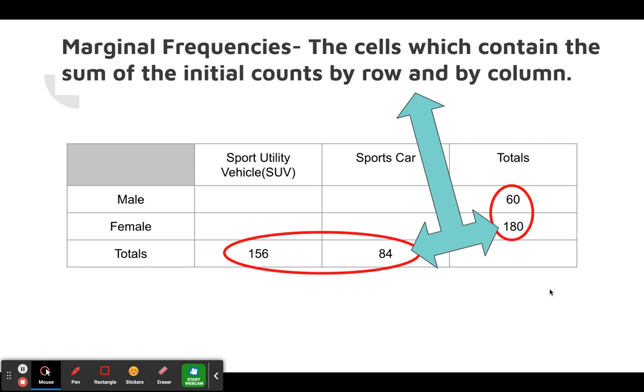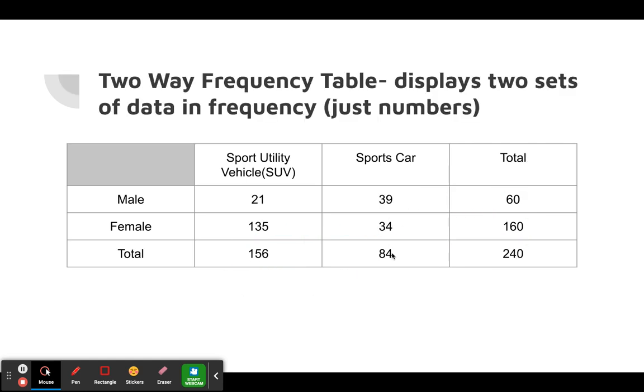Marginal frequencies are the cells which contain the sum of the initial counts by row and column. So it's the total males, the total females asked, the total people who like SUVs, and the total people who like sports cars. Notice how they are in the margins, marginal frequencies. So a two-way frequency table displays two sets of data as frequencies, or just numbers.